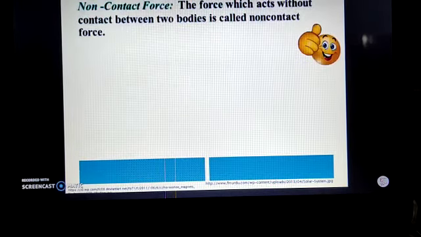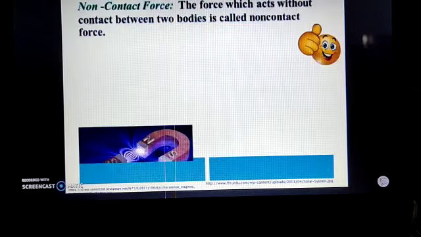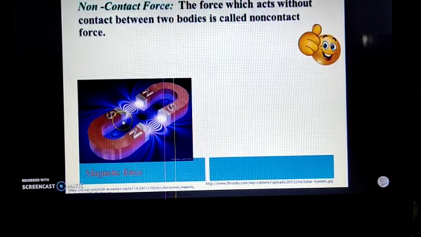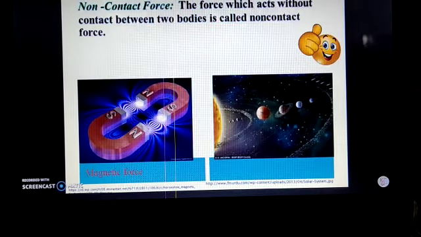Next is non-contact force. The video is very slow. Now magnetic force. These are examples of non-contact force. So we have read what is non-contact force, in which we do not give direct contact.